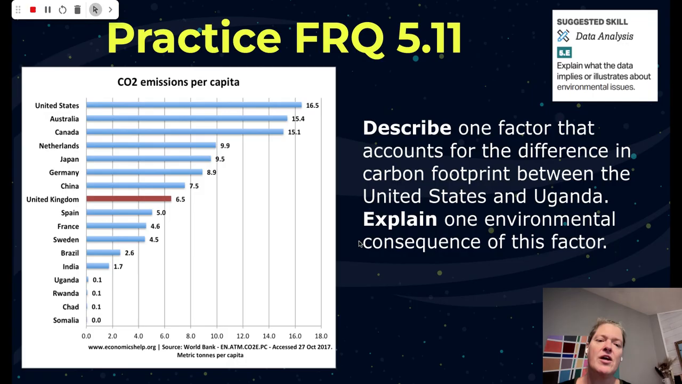Okay, and so let's move on to our practice FRQ. Describe one factor that accounts for the difference in the carbon footprint, as demonstrated on this chart, between the United States and Uganda. Explain one environmental consequence of this factor.